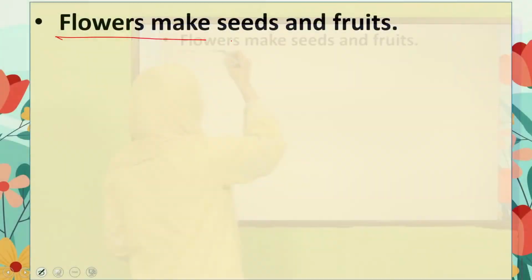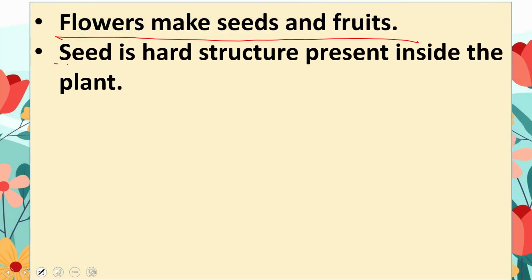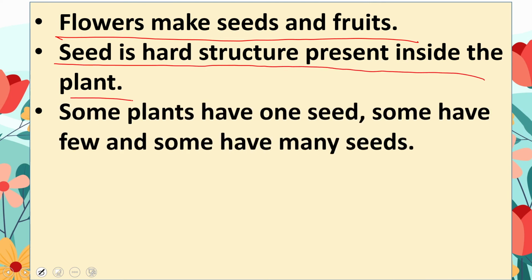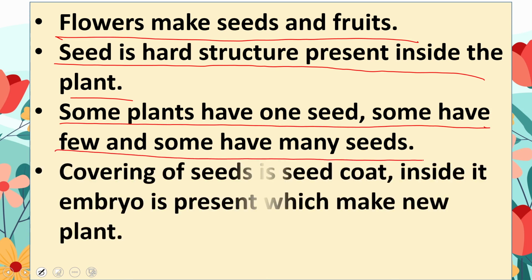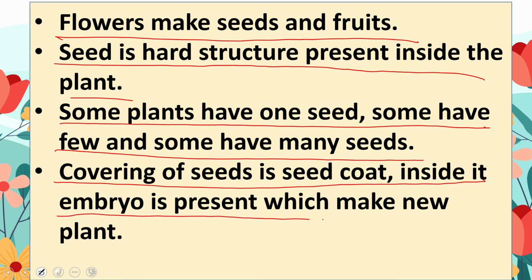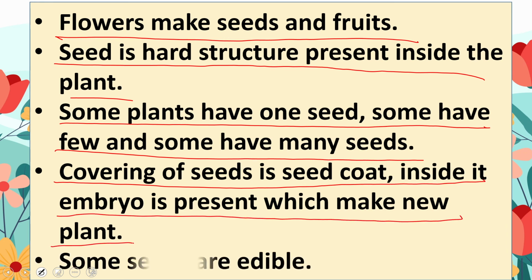So my dear students, now is the time for wrap up. So in today's lecture, we have learned that flowers make seeds and fruits. Seed is hard structure present inside the plant. Some plants have one seed, some have few, and some have many seeds. Covering of seeds is seed coat. Inside it, embryo is present, which makes a new plant. Some seeds are edible also.